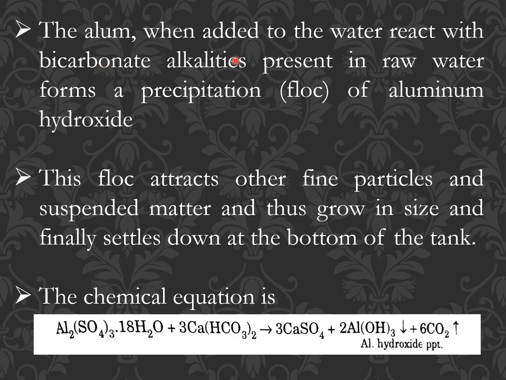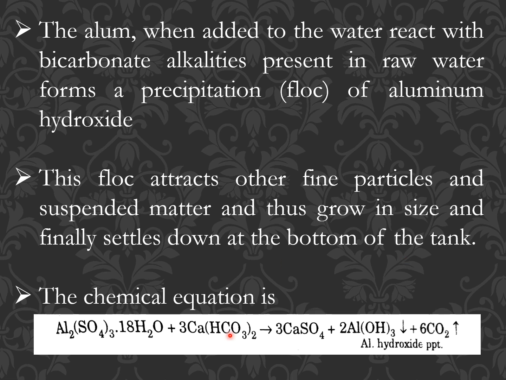When alum is added to the water, it reacts with the bicarbonate alkalinity and forms a flock of aluminium hydroxide. When alum is used, the flock is aluminium hydroxide. The flock attracts other fine particles and suspended matter, grows in size and finally settles down at the bottom of the tank. That is the concept.